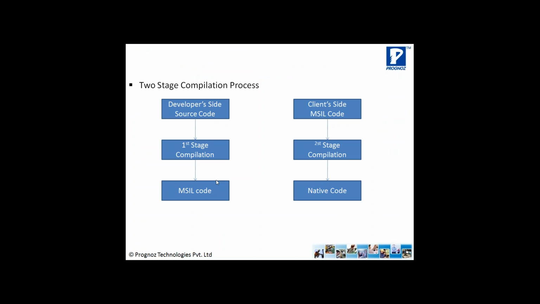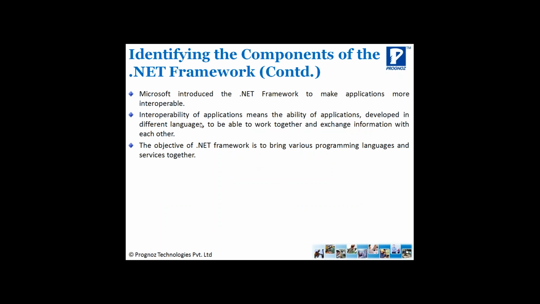When the MSIL code is generated, the platform dependent part is gone. Now this part is completely language independent. So when you give this to the client, the second stage compilation is done and the native code is generated. So here we can see Microsoft introduced .NET Framework to make applications more interoperable.